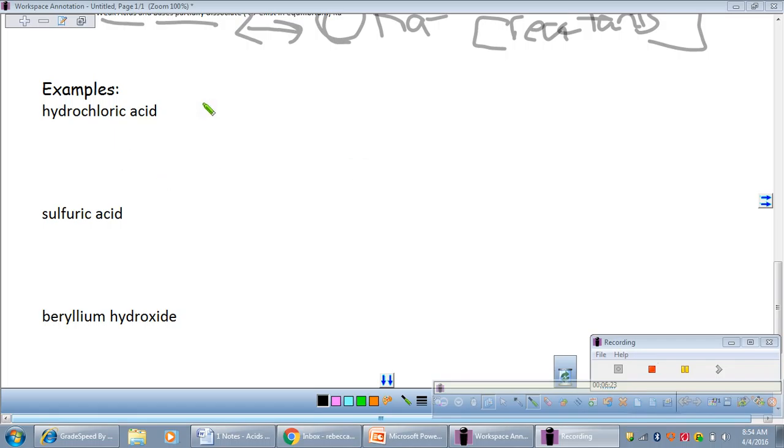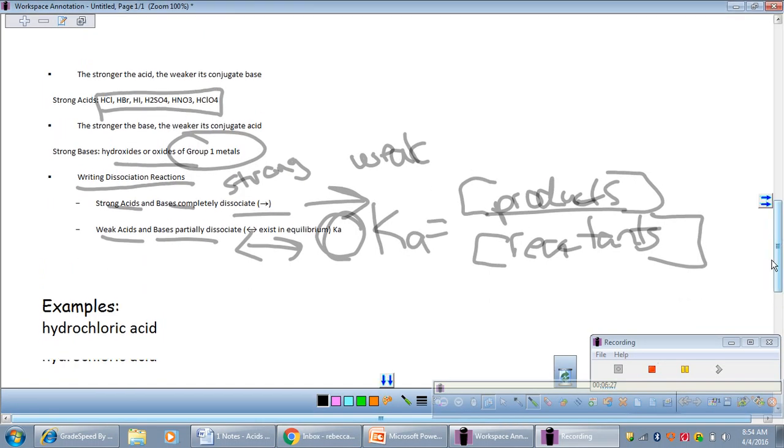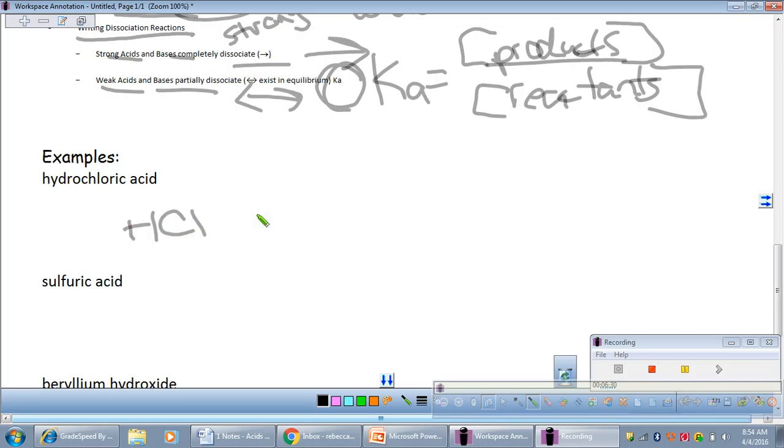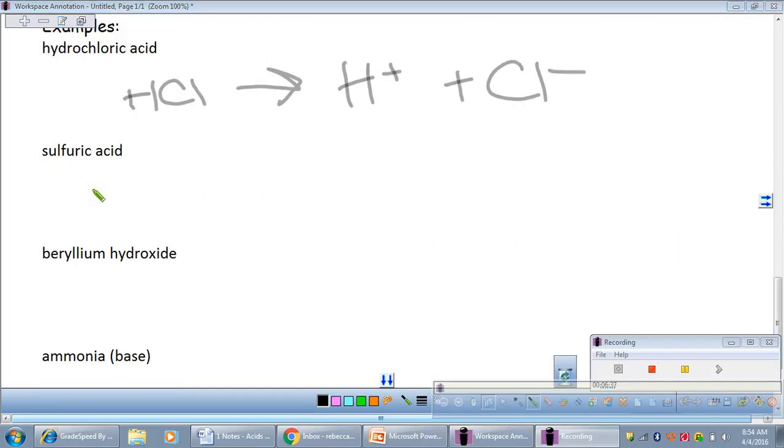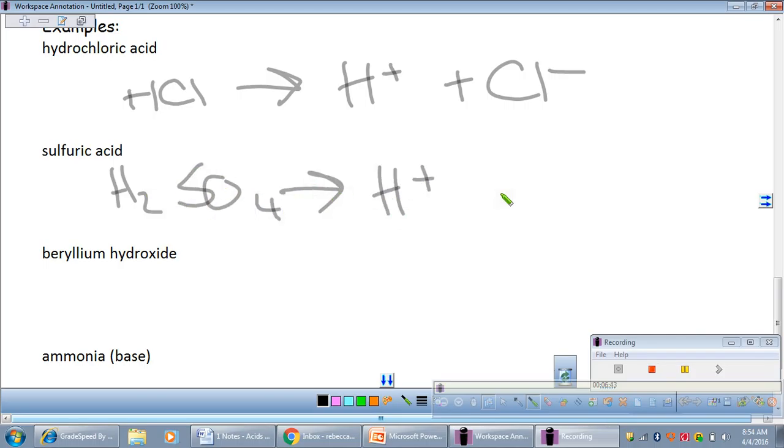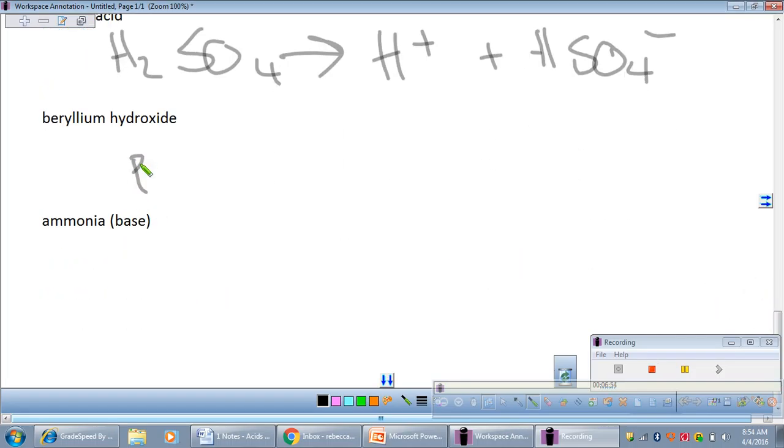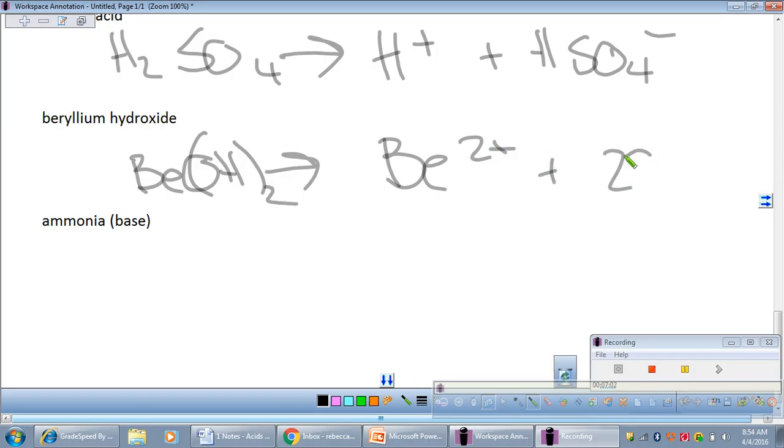All right, so hydrochloric acid, it is on our list for strong. So when it dissociates completely, you only need an arrow going in one direction. It splits up into H+ and chloride ions. All right, sulfuric acid, also strong. So because it donates one proton, we're left with HSO4-. All right, and then beryllium hydroxide is a strong base. So when it dissociates completely, beryllium has a charge of 2+, so we get Be2+ plus 2OH-.